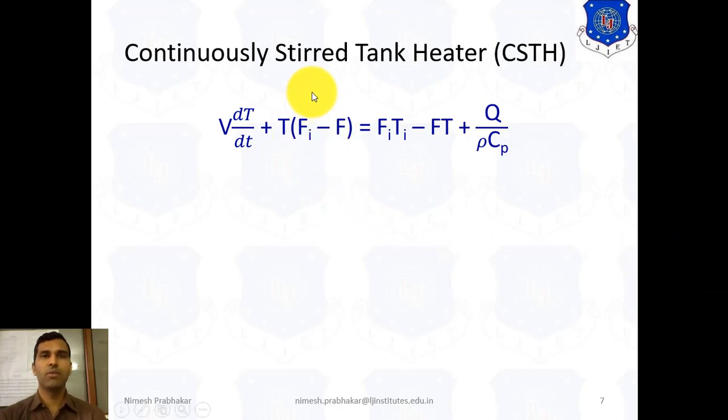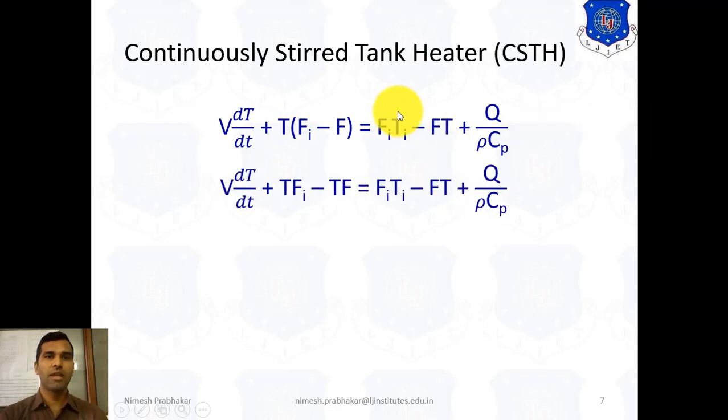Here we put the value of dV by dt, Fi minus F, equals Fi Ti minus F T plus Q upon rho Cp. Now here we multiply T with these two terms. So we can write this equation as T Fi minus T F. Remaining terms are the same, V dT by dt, and this term. Here we see the minus TF and this TF are cancelled. Both the terms are cancelled.